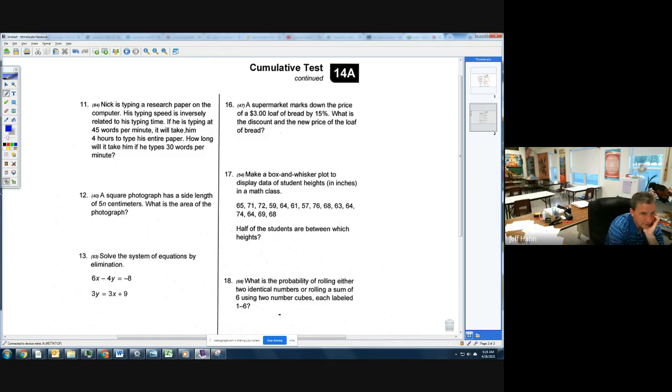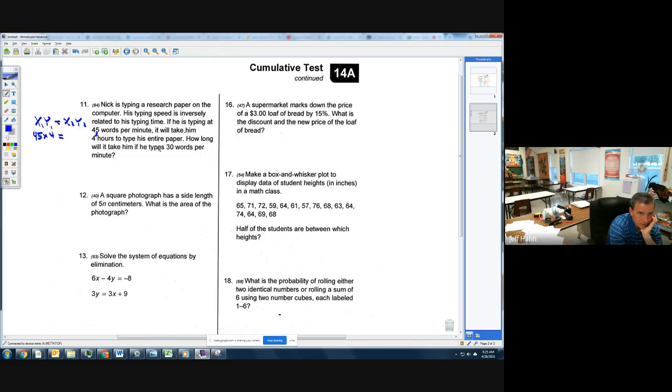A couple ways to do this. Probably the easiest way to do this is, well, maybe I'll do both of them for you. You know that x1 times y1 has to equal x2 times y2. In other words, instance number 1. Let's make 45 my x sub 1, and my 4. 45 words will take 4 hours.